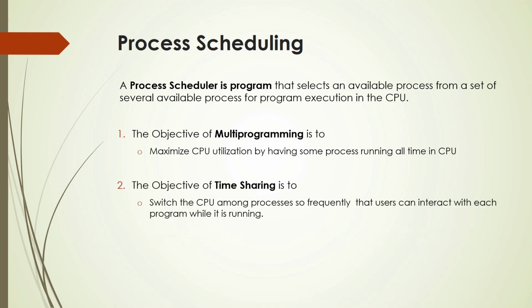Also, in the case of time sharing, the CPU switches among the processes so frequently that the user can interact with each process while it's running. So that is why we need process scheduling. The scheduler program is responsible for scheduling the processes, that is, which process will execute first, which will execute second, and so on.